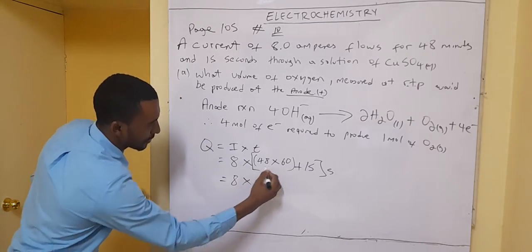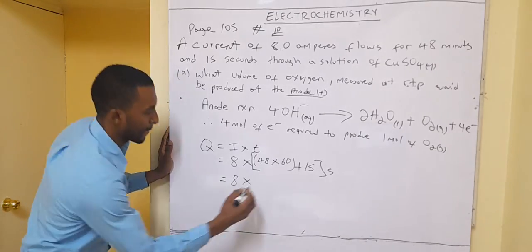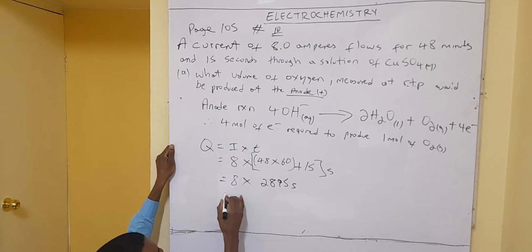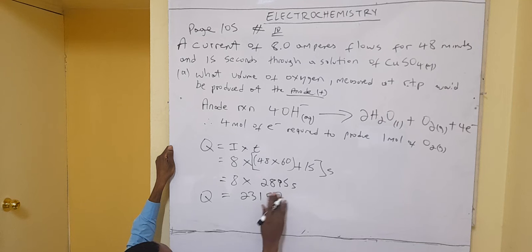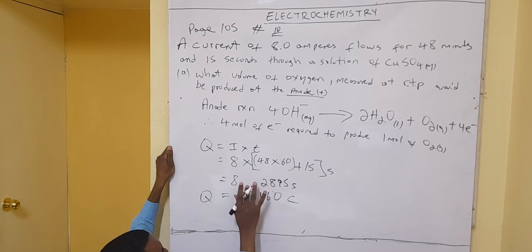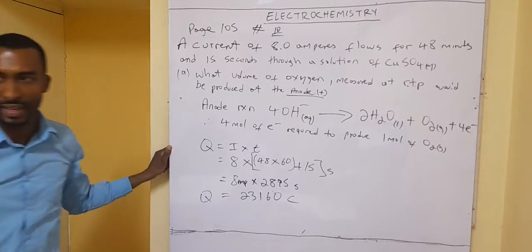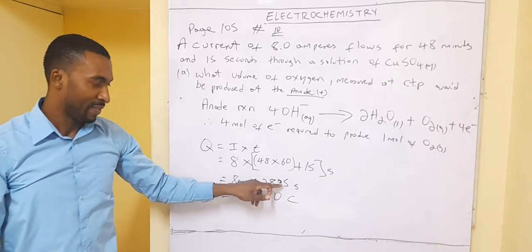So 8 times, what's the value here in seconds? 48 times 60 plus 15, 2895 seconds, right? So what does the Q here stand for? 23,160 coulombs, right? And this is amperes here. And this is seconds. That's the SI unit. So the SI unit for current is amperes and for time is seconds, right?